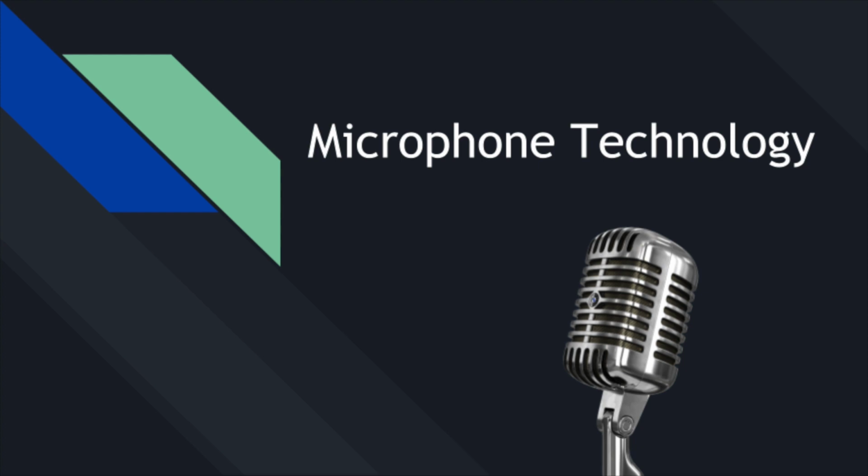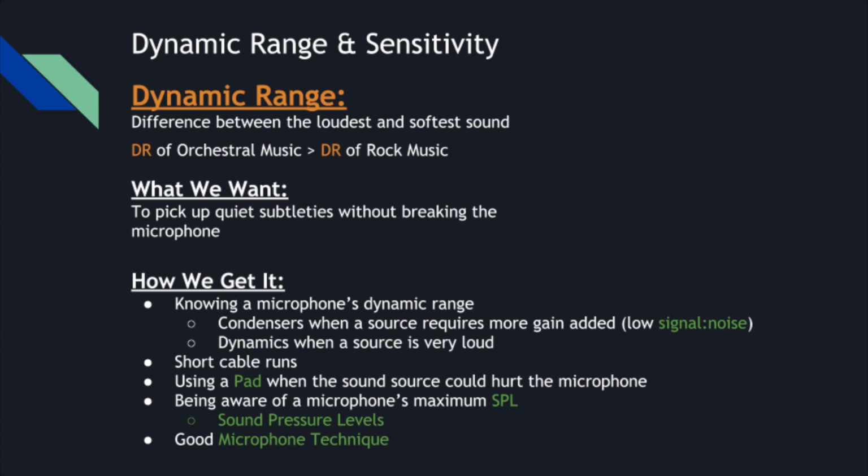Microphone technology. So we're going to talk about some technological terms that get used in microphones, just so you know what they are. The first one is dynamic range. Dynamic range, in short, is the difference between the loudest and the softest sound. So in almost any given orchestral piece, your dynamic range is going to be quite a bit wider than in rock music.